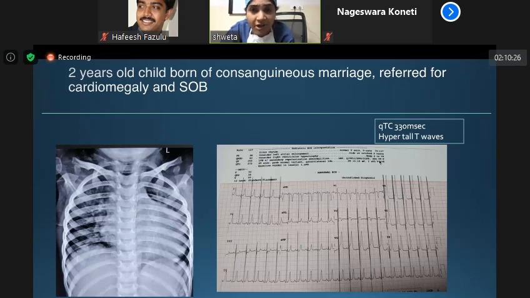What is one more striking thing, if you have calculated the QTc: as you can see, the J point is very small. The T is just after the QRS. When I calculated the QTc, it was actually 330 milliseconds. You have always heard about the long QTc, but this is one situation where you are finding a short QTc. So this is a very interesting case.